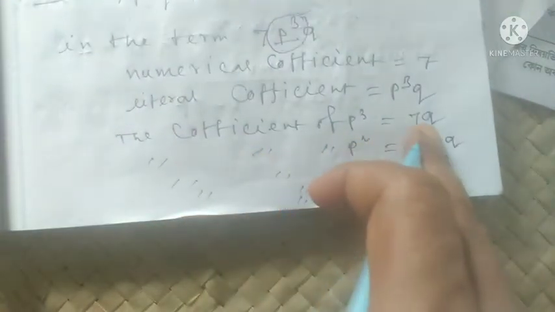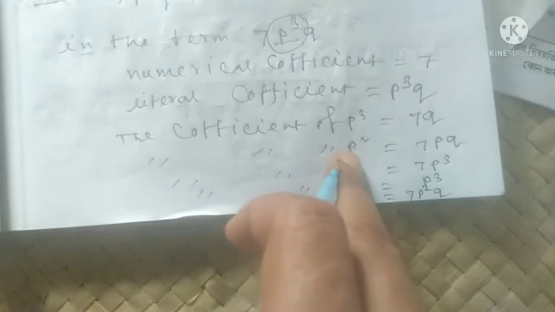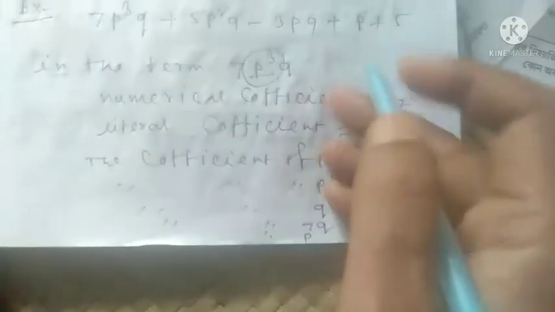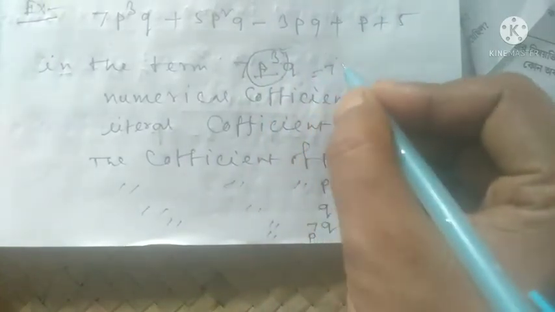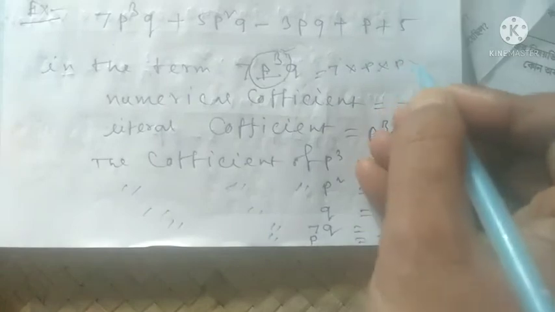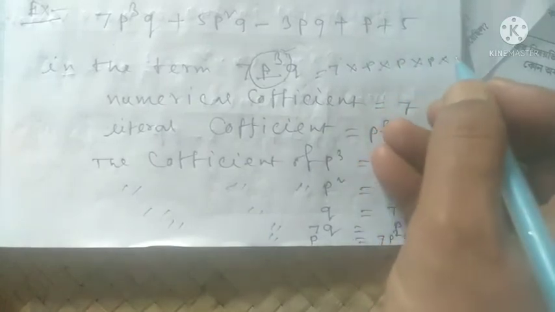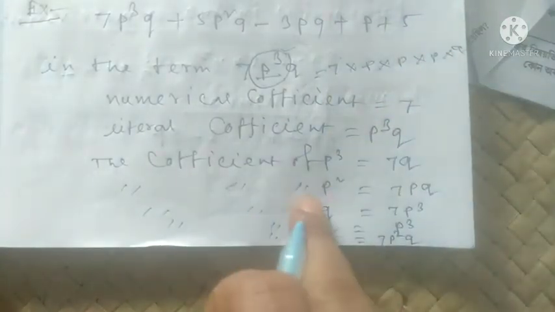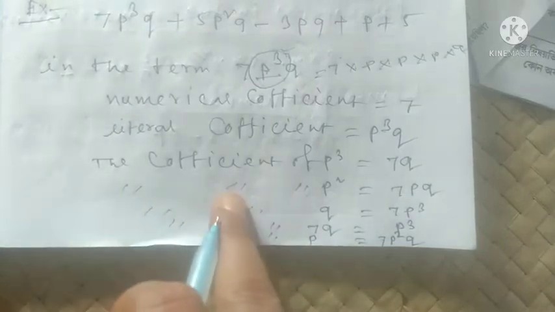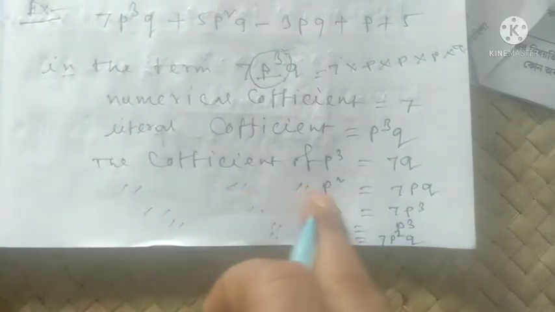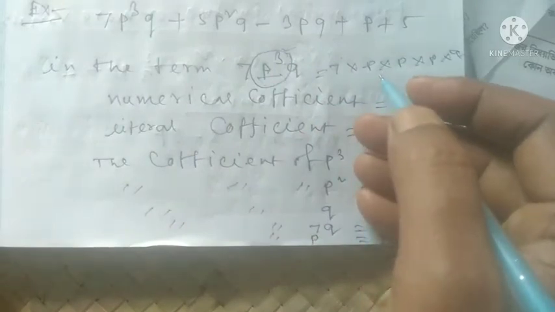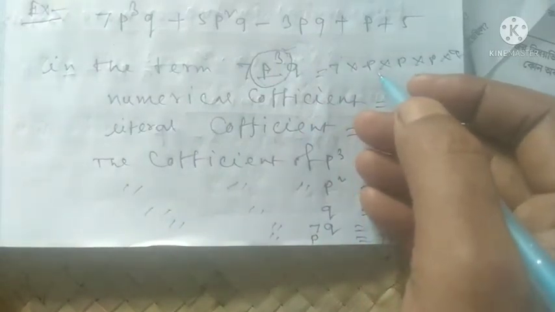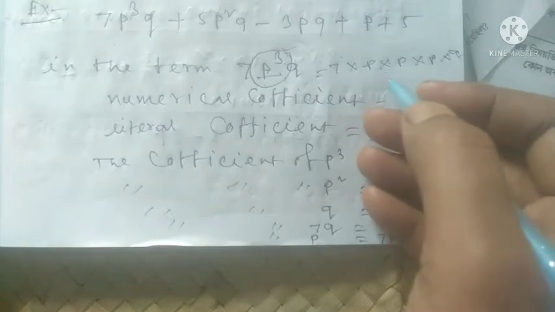That means 7q. If you find the coefficient of p², you have to write the remaining part. How many p's are there? There are 3 p's. 7 into p into p into p into q. So here it asks for the coefficient of p², so you have to write the remaining part, that means without p² you have to write the term.